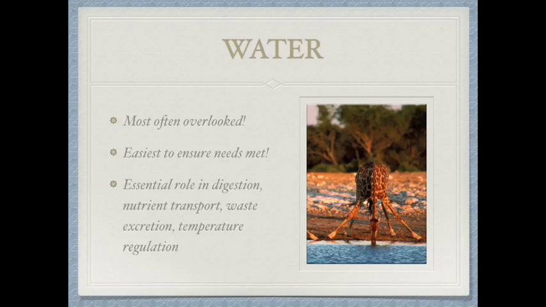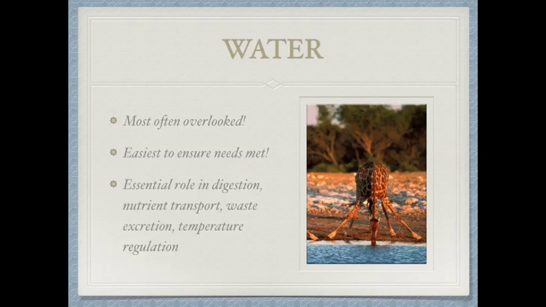We'll start with talking about water. Water is probably one of the most overlooked nutrients, and it's the easiest to make sure animals' needs are met. Water is critical. Many of you are probably aware that an animal, including humans, can survive longer without food as opposed to water. The reason is water is critical in digestion, nutrient transport, removing waste from the body, temperature regulation, cell metabolism, all sorts of different things. And without water, cell function can diminish rapidly.